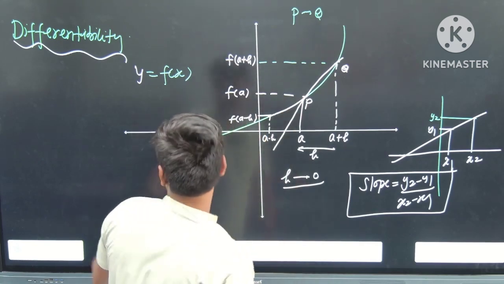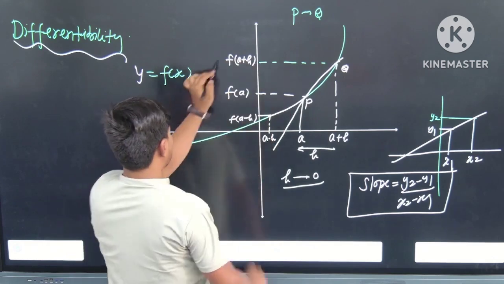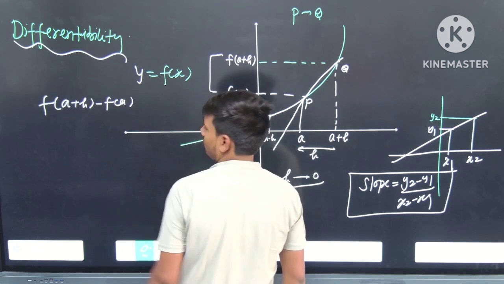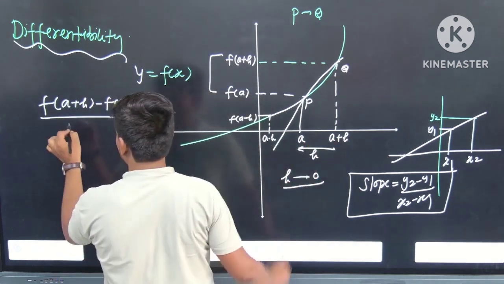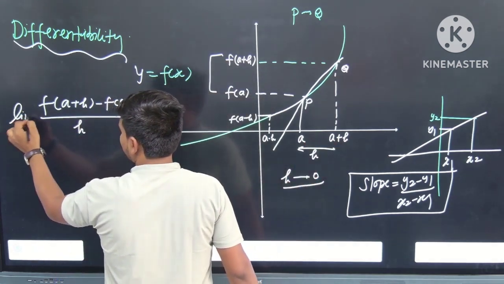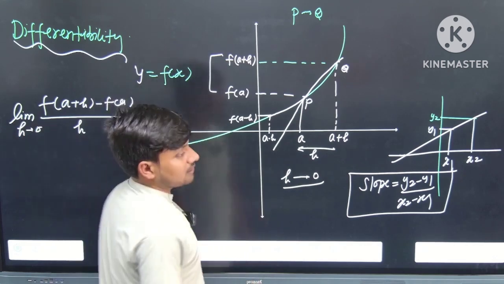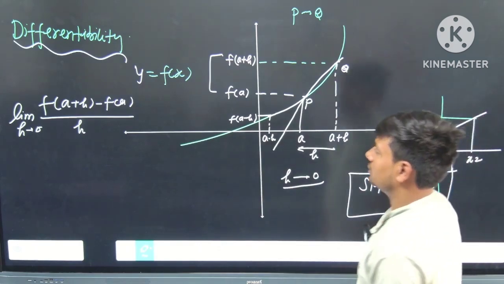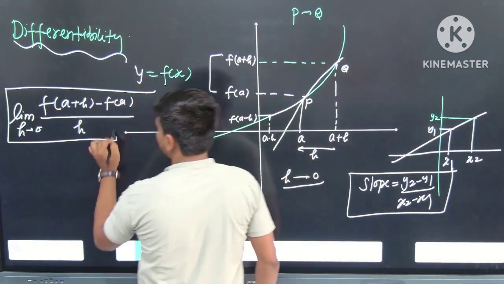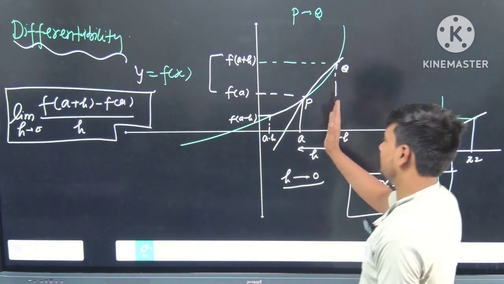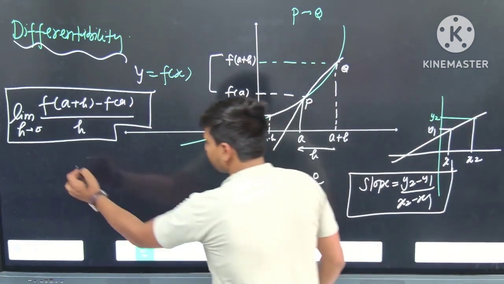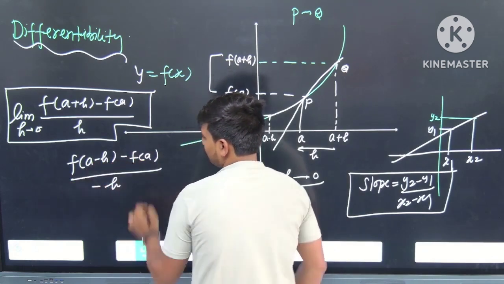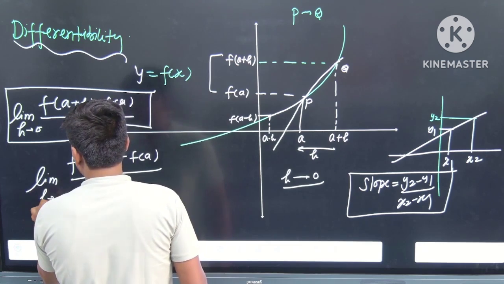Now what is the difference between the y values? That is f(a plus h) minus f(a). And here the difference is h, and the limit h goes to 0, meaning this line will become a tangent whenever h goes to 0. So this is the limit we are looking for from the right side. Now for the left side, we can clearly see f(a minus h) minus f(a) upon minus h, limit h goes to 0.